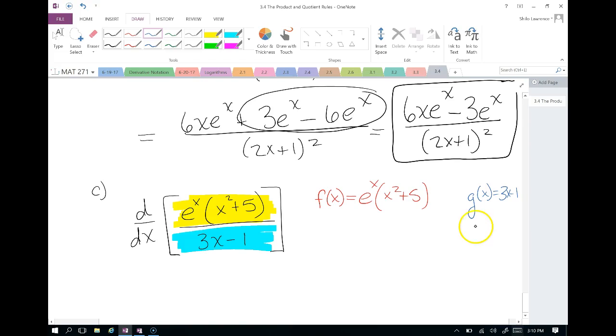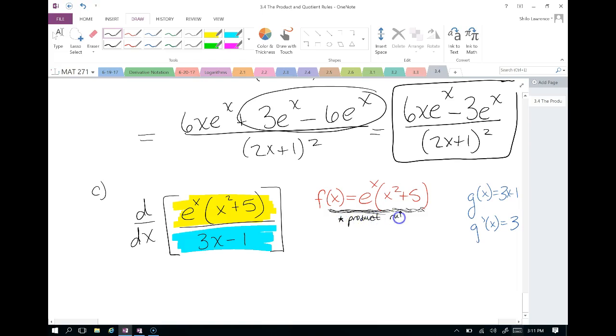So I know I'm going to need g prime, and g prime is really easy. It's just 3. But most of my work is going to have to be done here with f prime, because we know to do quotient rule, once we identify our f and our g, we need both of our derivatives. And now this f here is a product. So in order to do the derivative of our f, we're going to have to do product rule.